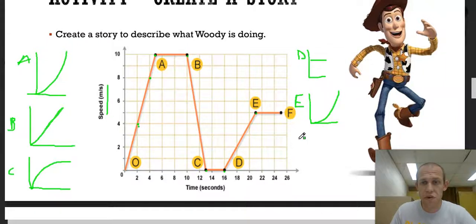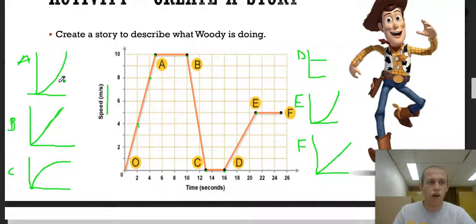And then from E to F, it's a straight line, meaning his speed isn't changing. And when his speed doesn't change, that is just a straight line on the position time graph. So all of these in green, they are position time graphs, V versus T graphs.